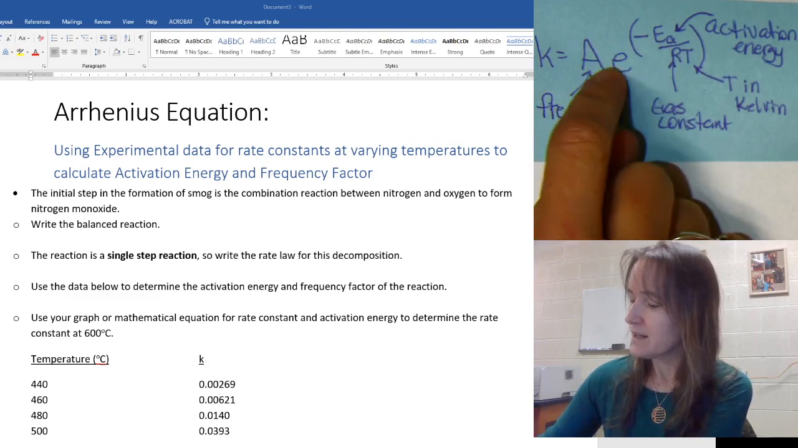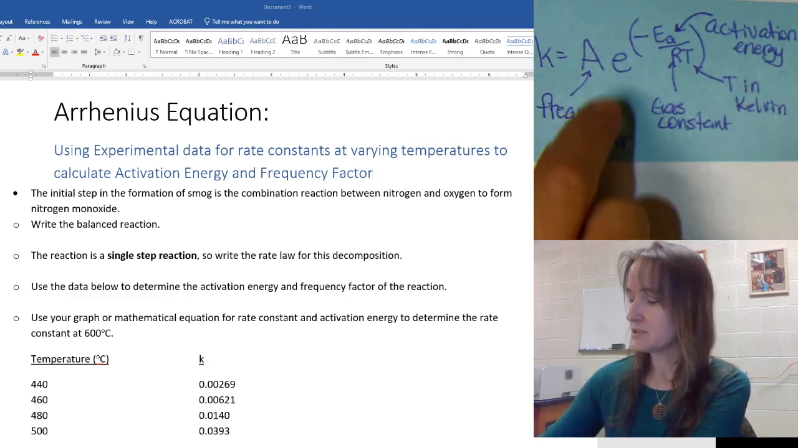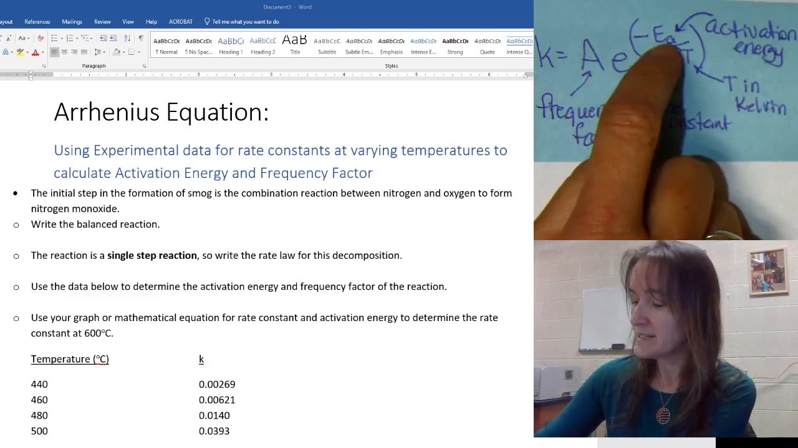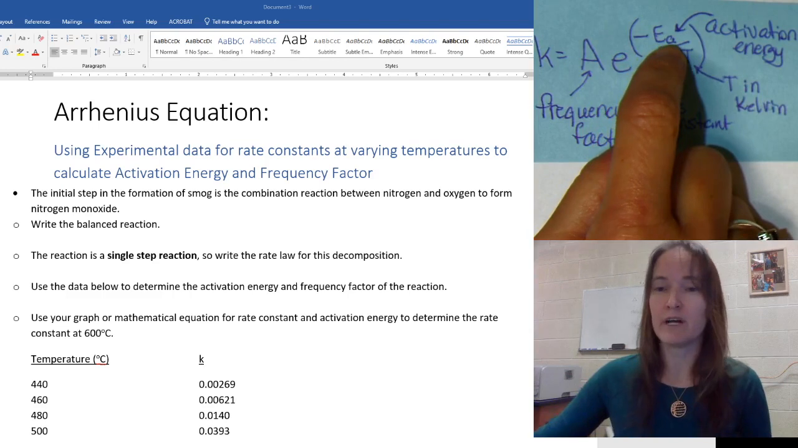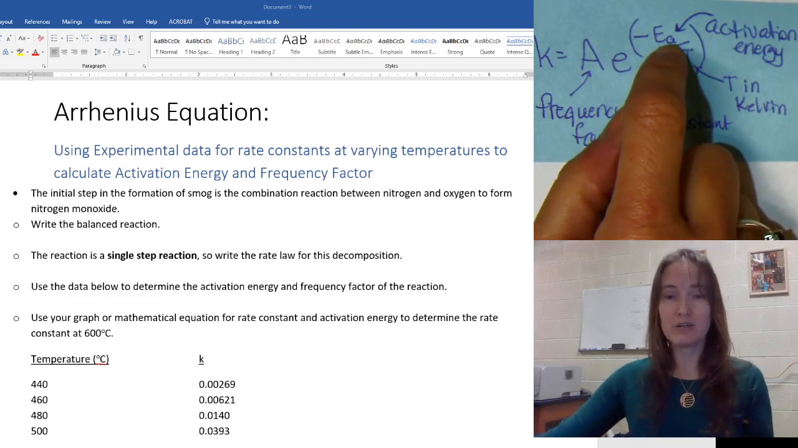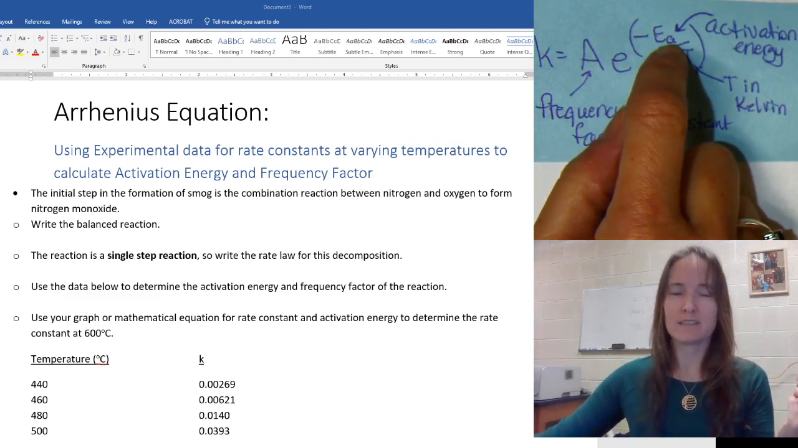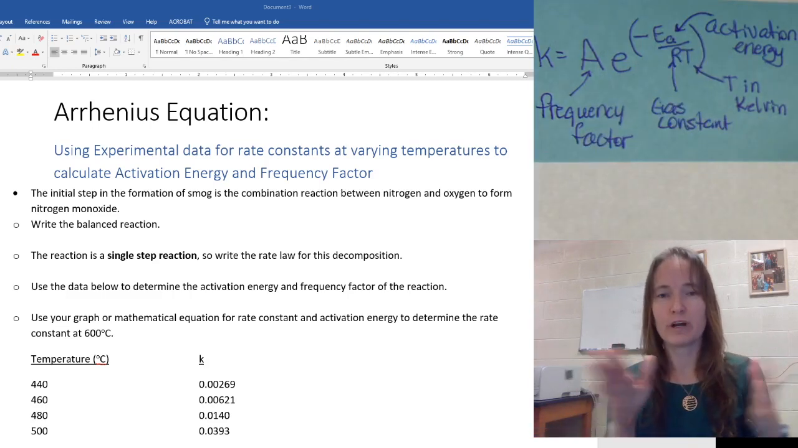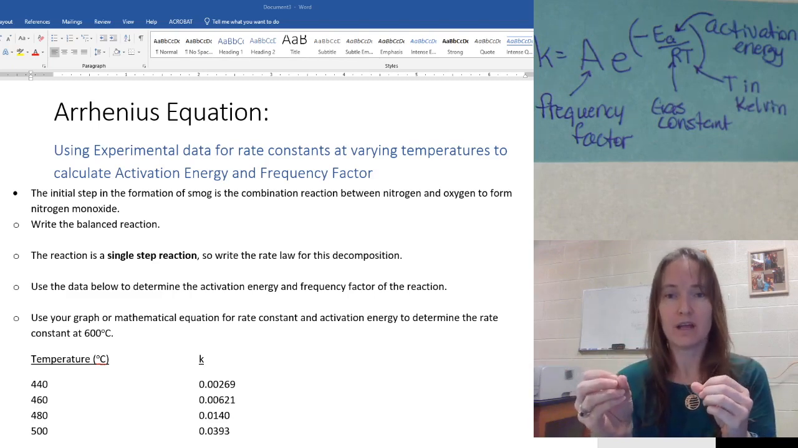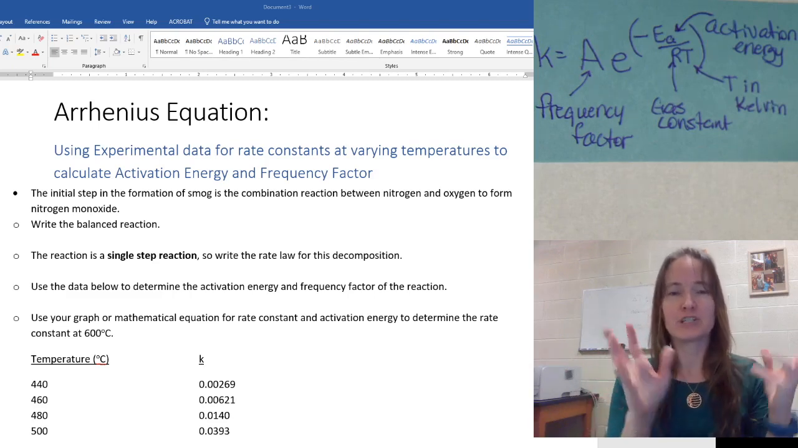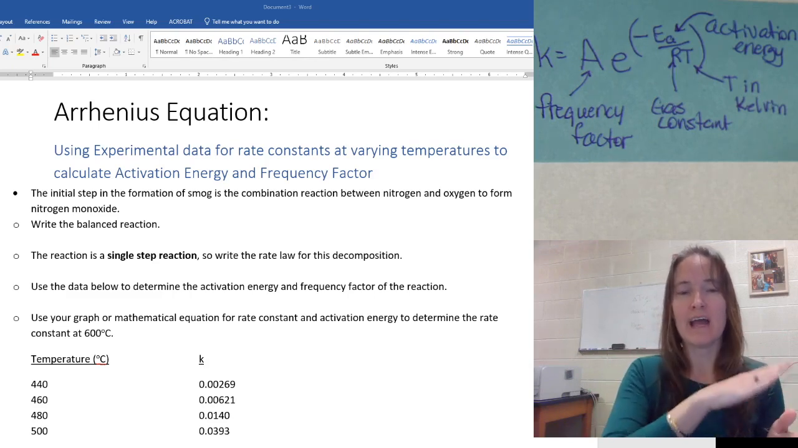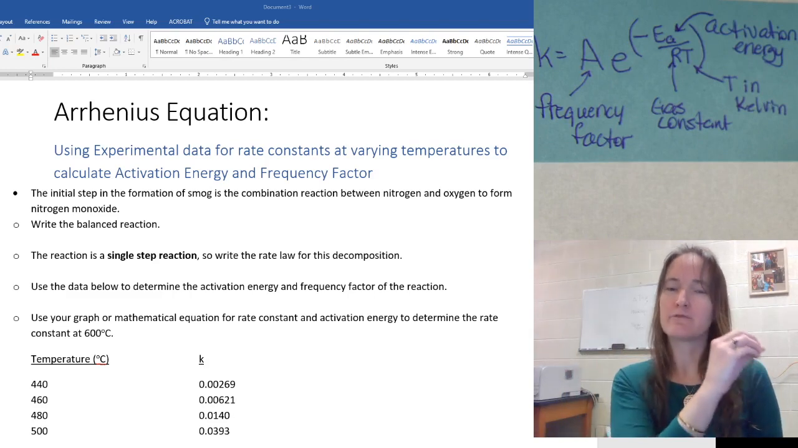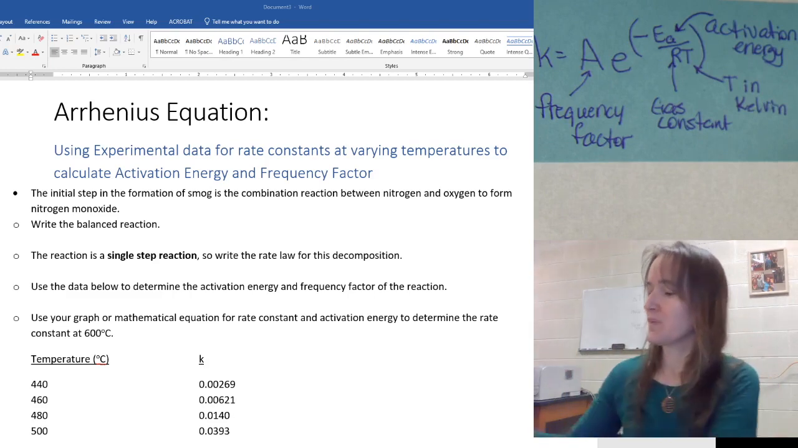And then this e is the inverse of the natural log function. So that is a number. And you raise e to the negative E sub A. And E sub A is just our abbreviation for activation energy. Activation energy is the amount of energy it takes for the reactants to form this activated complex where the bonds are ready to break. So for exothermic and endothermic reactions, both of those have a positive amount of energy that's needed so that the bonds that are present for the reactants begin to break.